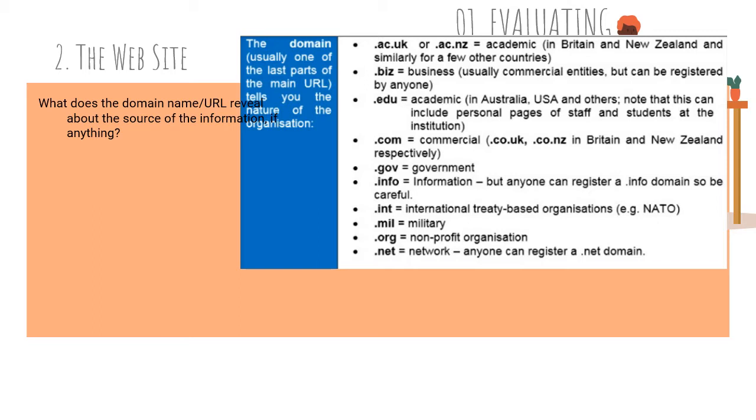.com, it is for commercial. .gov, it is for government. .info, it is for information, but anyone can register into a domain, so be careful. And .int, this is for international treaty-based organizations such as NATO. And after that we have .mil, for military, and .org. Look at this, it is for non-profit organizations, and .net, it is network, so anyone can register a net domain.